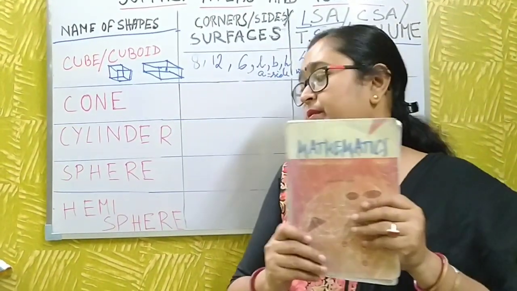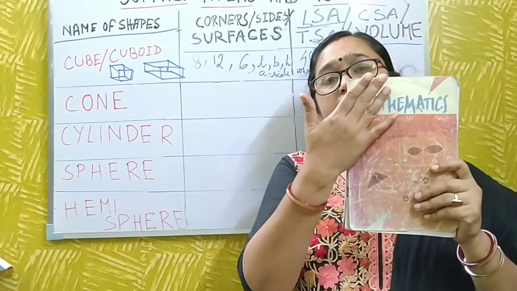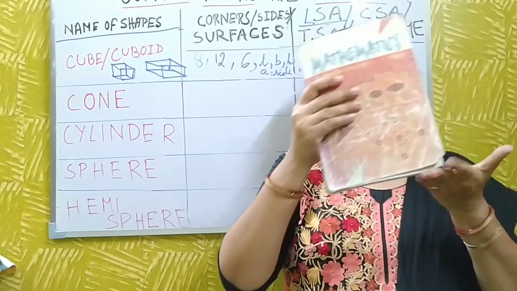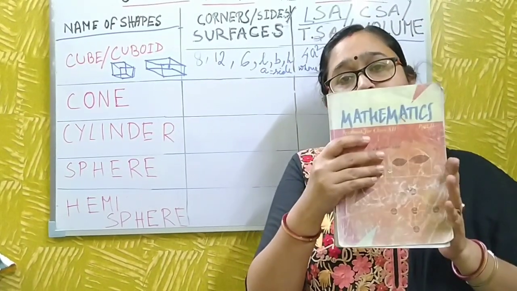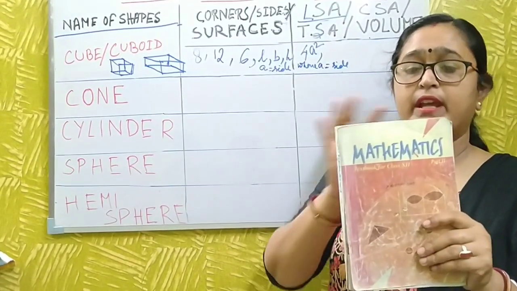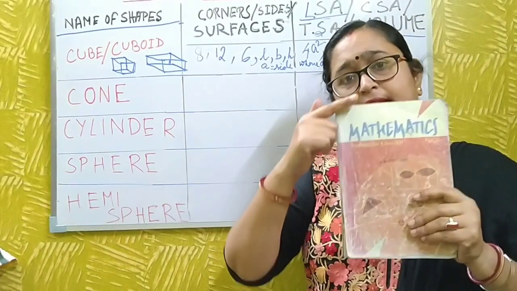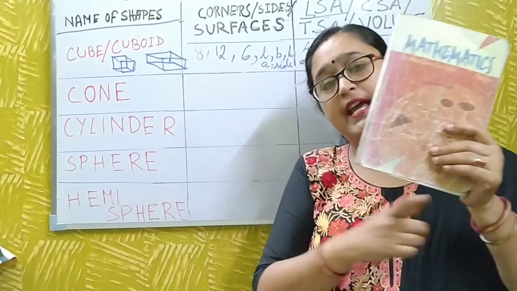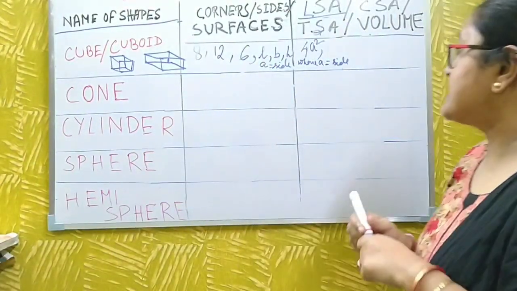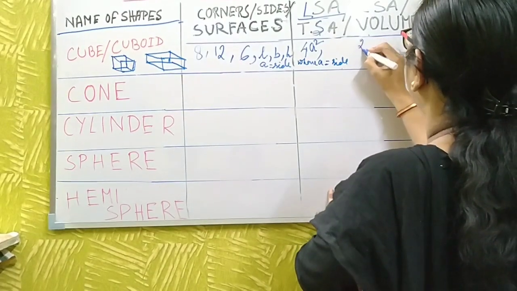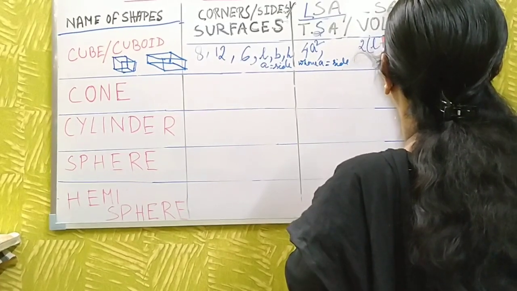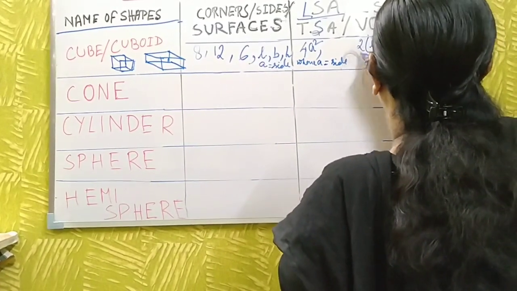The lateral surface area of a cuboid. Let's take the lateral surfaces first. The lateral surfaces are 1, 2, 3 and 4. This is the lateral surface. The lateral surface of a cuboid is length into breadth, breadth into height and height into breadth. The lateral surface area is twice of (L plus B) into height.